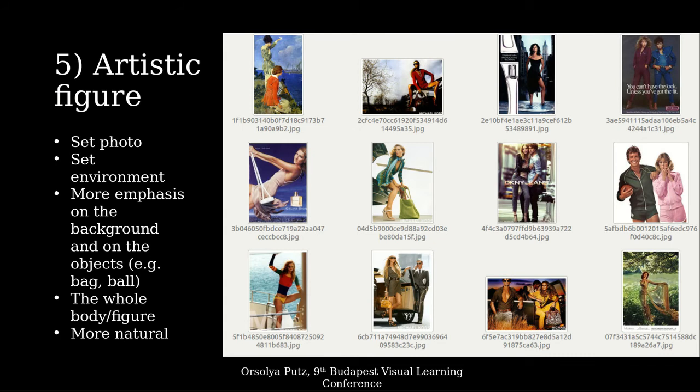The prototypical artistic figure of a woman is similar to the previous category, since these photos are also set and artistic. However, in this case, the background and the objects, for example bags, are more emphasized. The viewer has the impression that these women are depicted in a more natural environment, not necessarily in a photo studio.